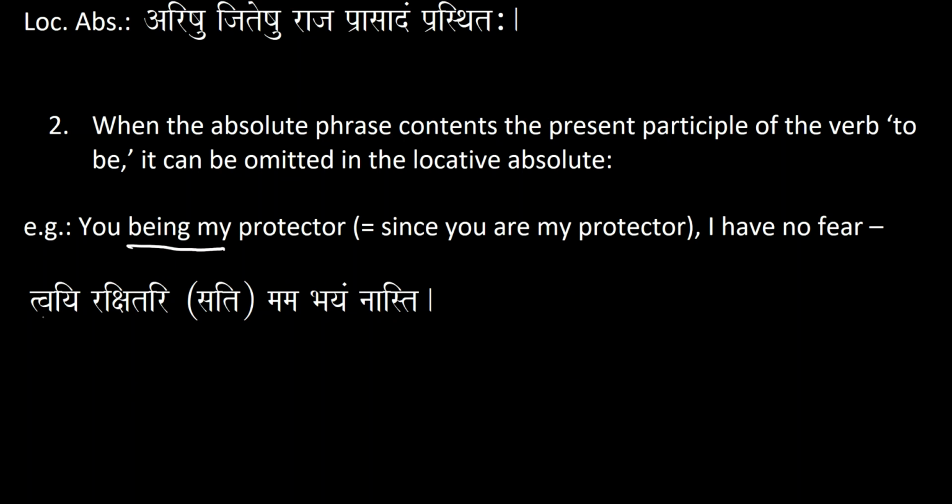So you have Twayi and Rakshitari. That is in the locative case, singular. And Sati here is the present participle of the verb to be. So Sati mama bhayam nasti. So Sati can be omitted in the locative absolute. You can keep it there, you can leave it out, that's up to you, but the same meaning of the sentence could still be understood whether you keep it there or not.